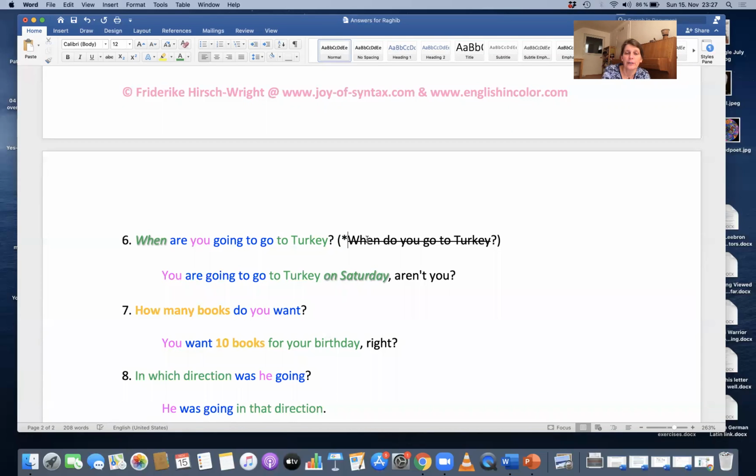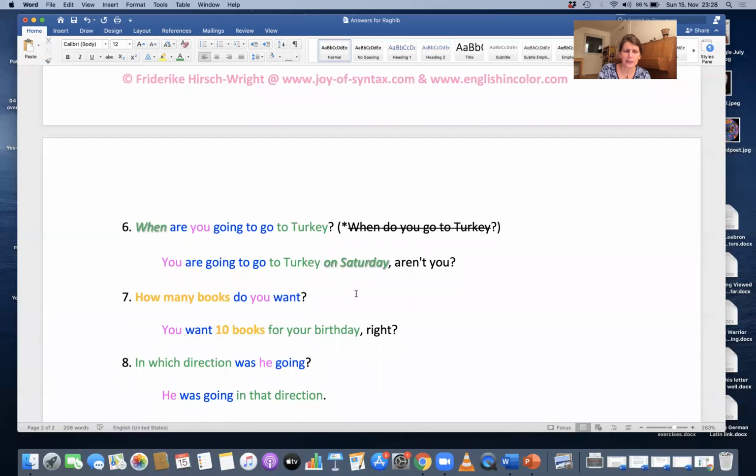You are going to go to Turkey on Saturday would be a statement. To Turkey is an adverbial of place, and on Saturday is an adverbial of time. And when you want to ask about time, you say when. So when is the question word in the question, and it's the adverbial. When are you going to go to Turkey? This sentence happens to have two adverbials. One adverbial of place, or actually direction, a destination, I'm sorry, and one of time.